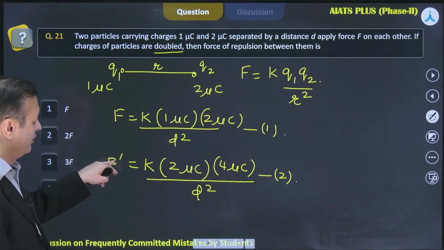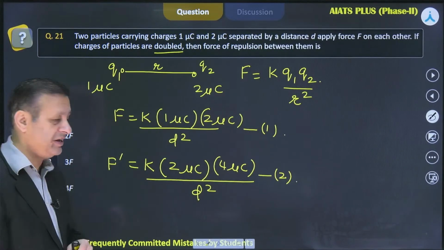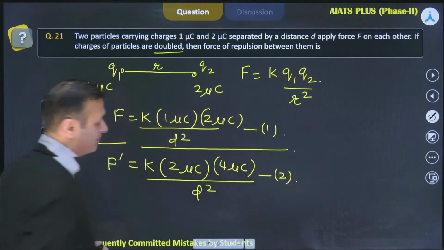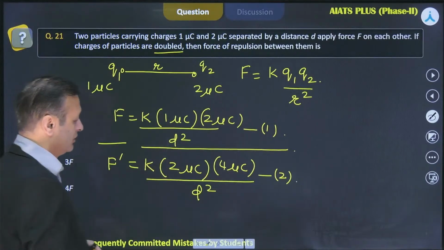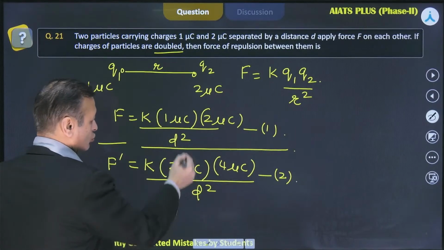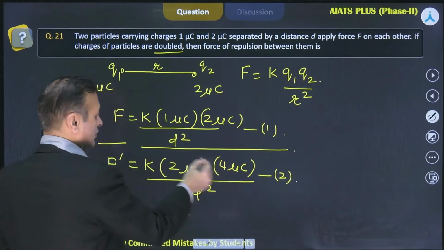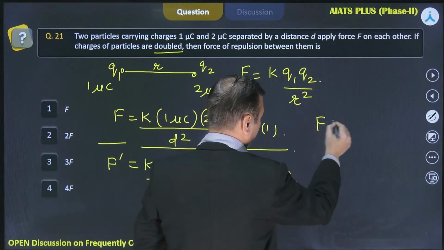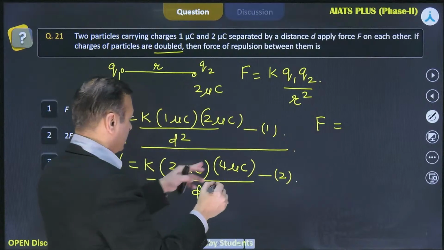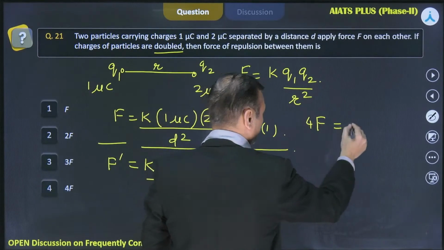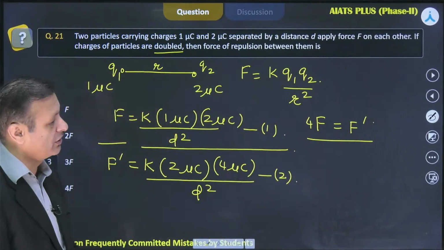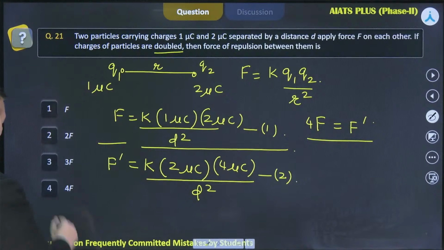So we need to find out F prime in terms of F. So what you do is you simply divide these two, and when you divide these two, this d square, this k, everything goes. This 2 goes with this. This is 4 times. So if I put it like this, F by F dash becomes 1 by 4. So this is the expression we are looking for. So F dash becomes 4F.